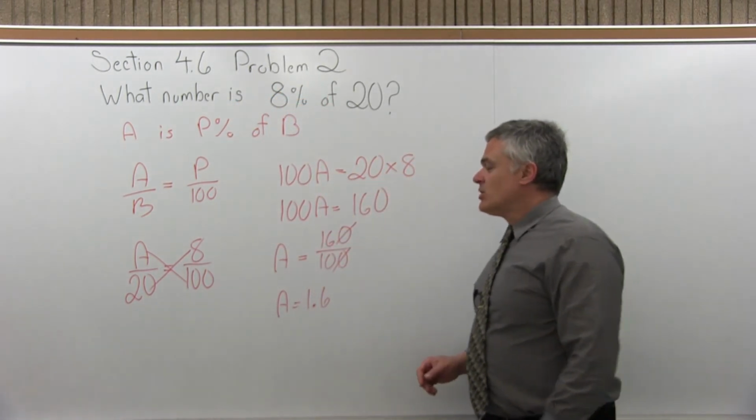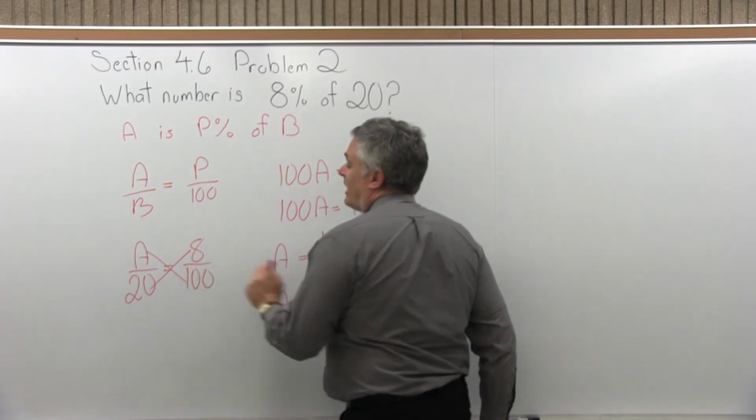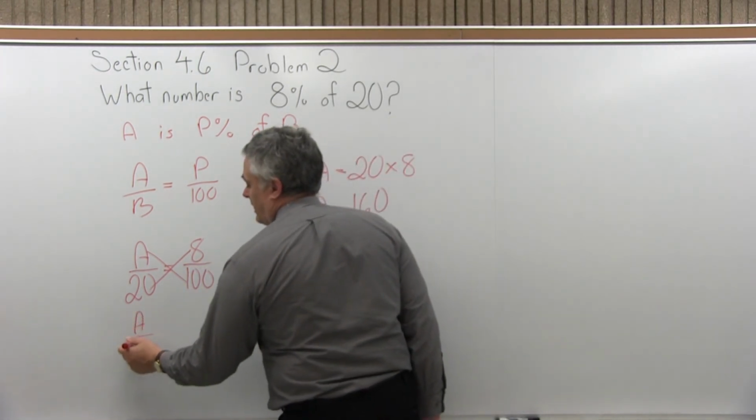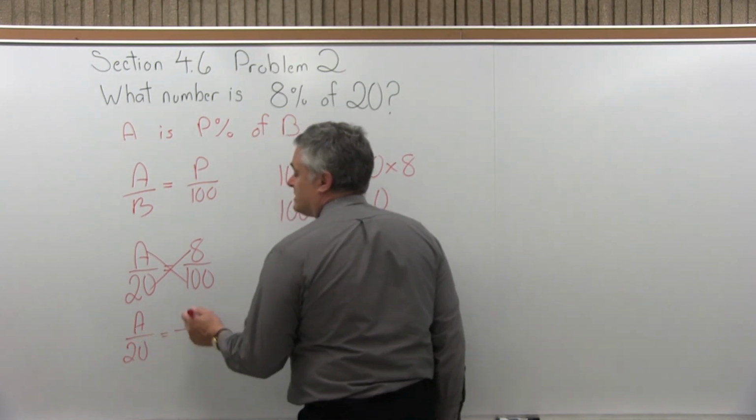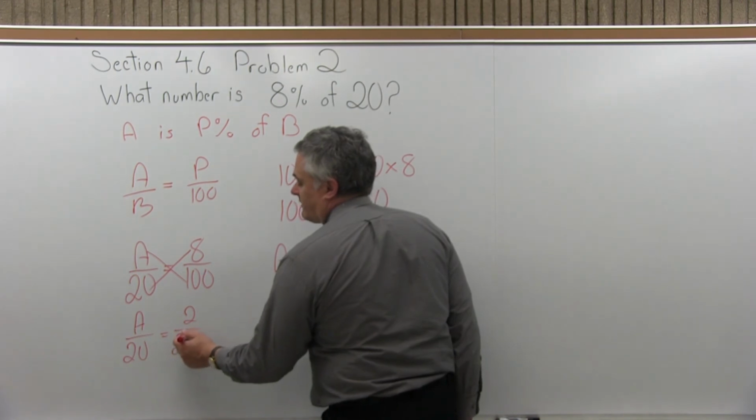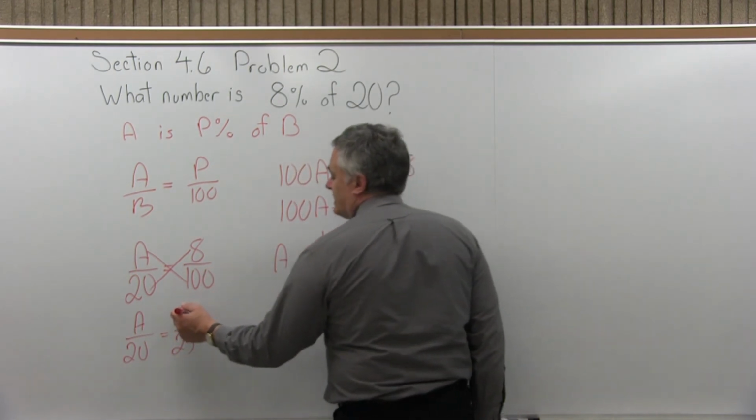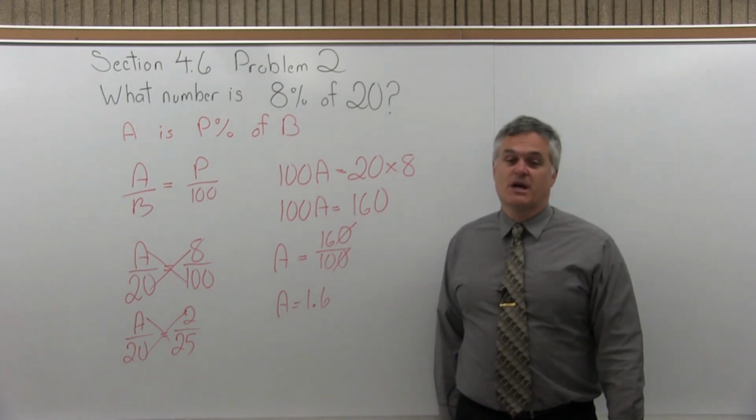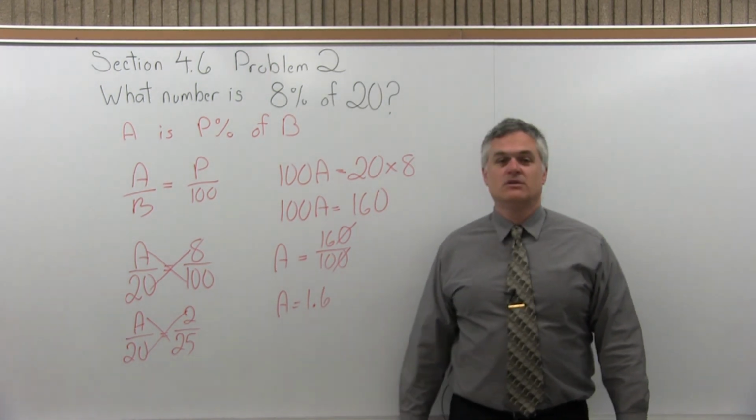And now notice along the way, like the 8 and the 100, I could have actually reduced that and made the problem A over 20 equals, they'll both reduce nicely by 4. 4 divides into 8 twice. 4 divides into 100 25 times. And you could do the same cross multiply and divide, and you'd get the same answer of 1.6. It doesn't matter. If you notice, reduce. If you don't, you'll still get the answer.